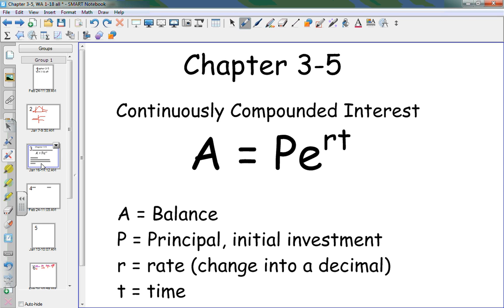What do I have to always do with my rate? I have to make it into a decimal. They give it to you as a percentage. You have to move it to a decimal. And the last one is T, which is going to be time. You guys have written this down, I don't know how many times already this year. True statement? Okay? If you wrote it down again, that means you're committing it to memory. That's wonderful.